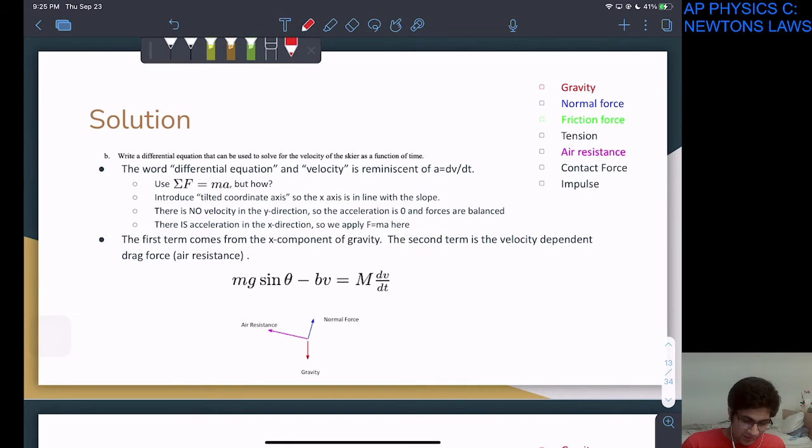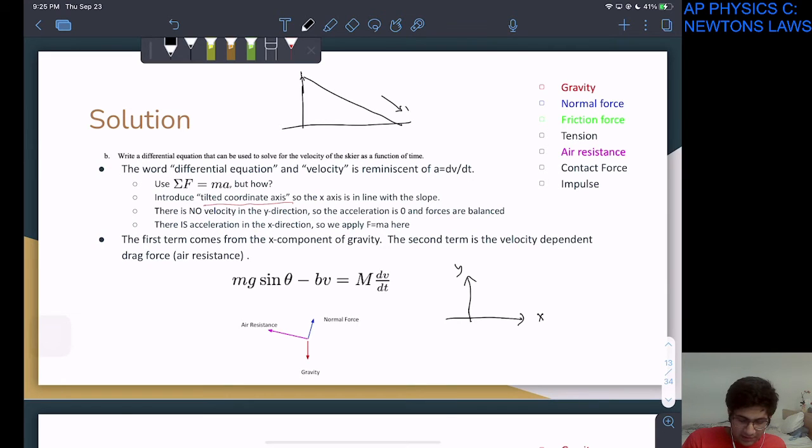The normal way that we do this is we introduce a tilted coordinate axis. Okay, so what does this mean? This means that normally our coordinate axis is like this here. We have x and y. But in this question, it makes more sense to tilt the axis. So if this is the hill here, we call this our x direction now. And we call this here our y direction. And the reason why is that our velocity is now along the x direction, and the y direction is just going to be perpendicular to the x direction.